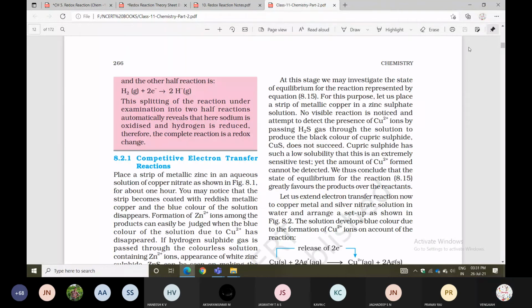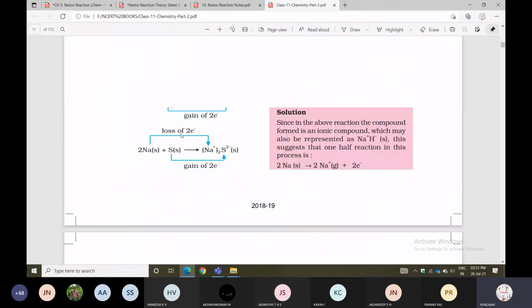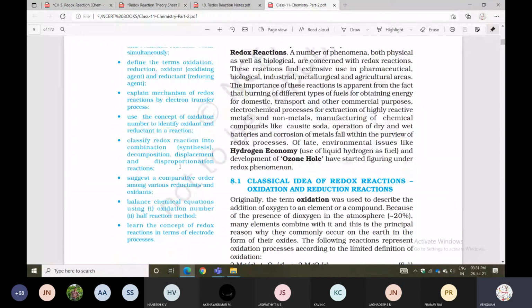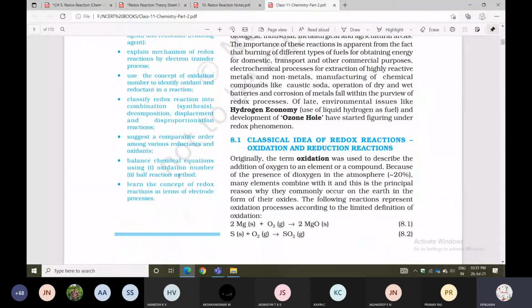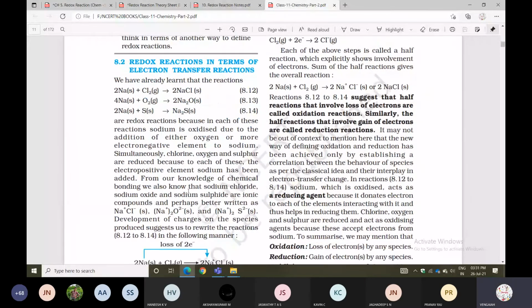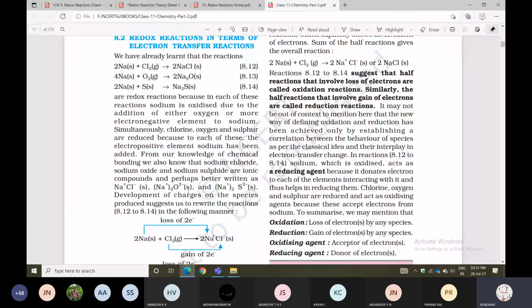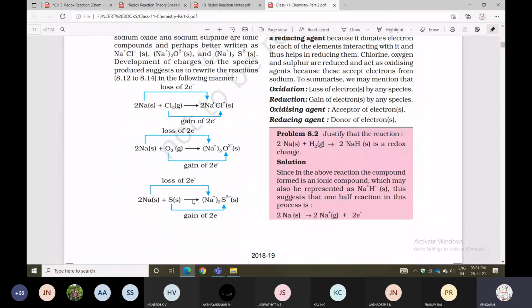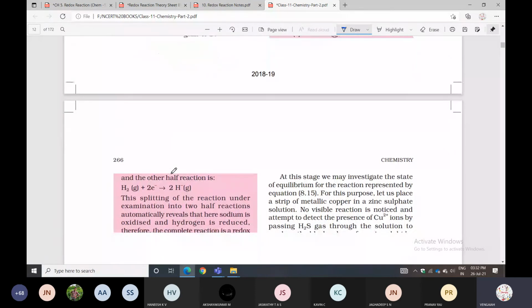Just 1 minute. We'll check our NCERT book once again, and after that we'll go for the next level. So redox reactions will be there. The definitions of oxidation and reduction are mentioned clearly, and each one has examples also mentioned clearly. After that, they have given on a reaction how we can identify which is the oxidation part and which is the reduction part. Reducing agent and oxidizing agent are also given. Loss of electrons is nothing but oxidation, gain of electrons is nothing but reduction. Accepting electrons and donating electrons are also mentioned clearly.